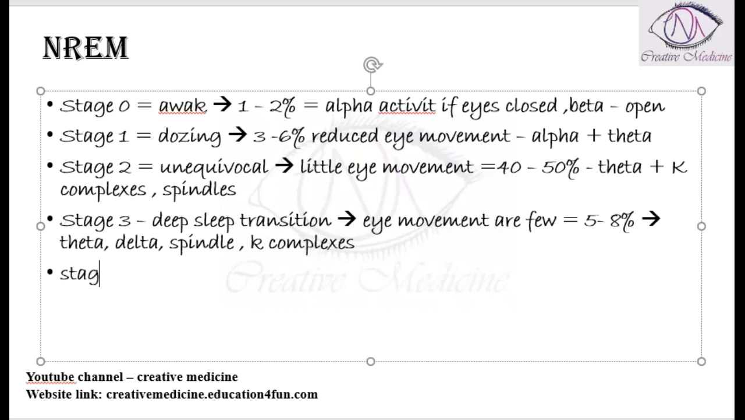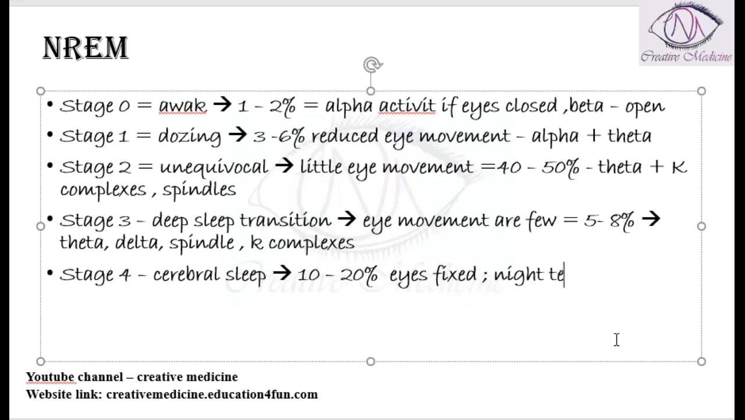Then the final stage is stage 4. Stage 4 is cerebral sleep. In cerebral sleep, it is very difficult to arouse the patient, and it constitutes around 10 to 20% of sleep. Here eyes are practically fixed and it is very difficult to arouse them, and night terrors occur at this stage of sleep. The EEG will show delta activity only, and it predominates in stage 4 sleep.